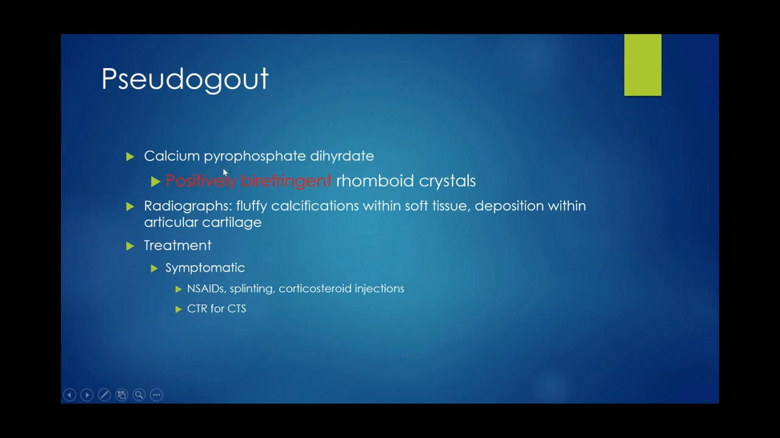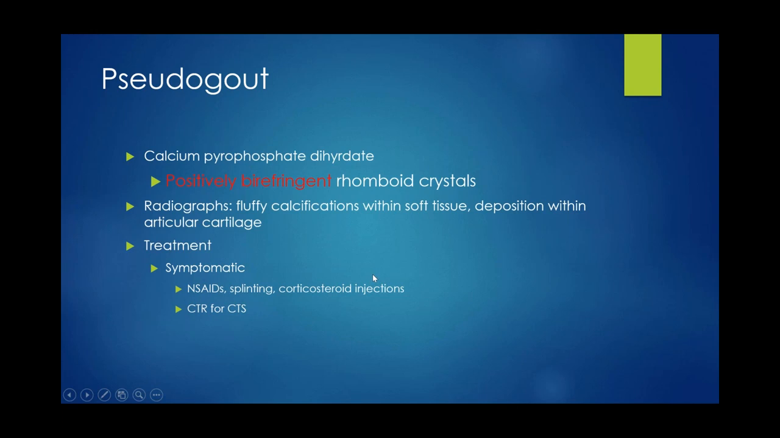Pseudogout is related to calcium pyrophosphate dihydrate deposition, usually within the fibro or articular cartilage. Positively birefringent rhomboid crystals would be seen. Radiographically, you would see these as fluffy calcifications within the fibrocartilage or articular cartilage. It's treated similarly as would be for arthritis if it's the joint.